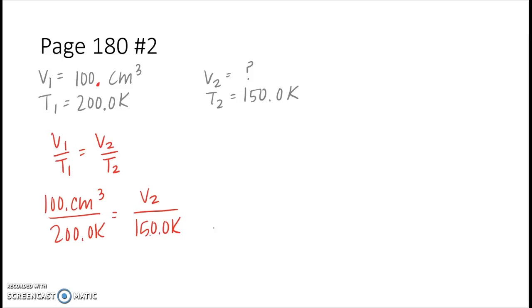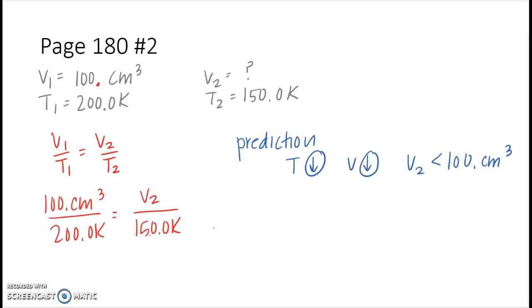Let's do our prediction again. So when we're doing our prediction, the information that they give us is that temperature is decreasing. They don't say anything about pressure. The last problem we did actually said that the pressure was constant. When it doesn't say that it's changing, we're going to assume that it's constant. So if temperature goes down and pressure is constant, what has to happen to volume? You should have said that volume would go down. Therefore, the volume that we're going to find better be smaller than 100 centimeters cubed.